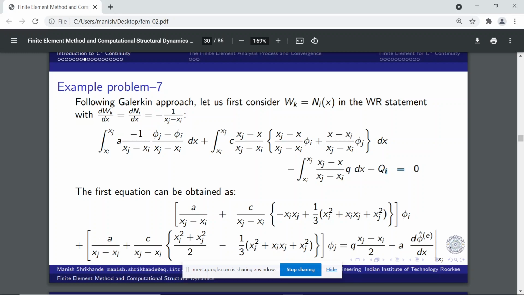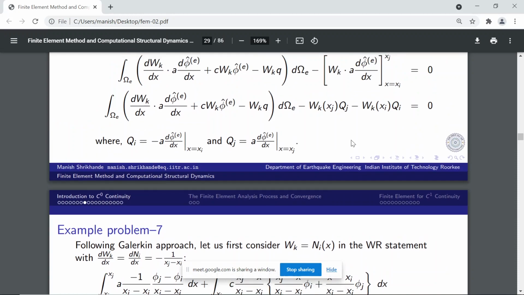And this is of course w multiplied by phi hat. So all the expressions: this is Ni as the weighting function here. This is Ni phi i plus Nj phi j, and this is again Ni multiplied by q dx, and this will be minus qi. The other term will vanish.